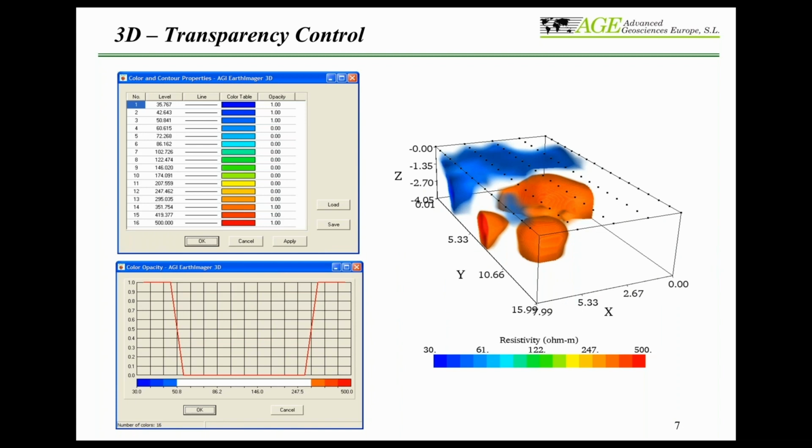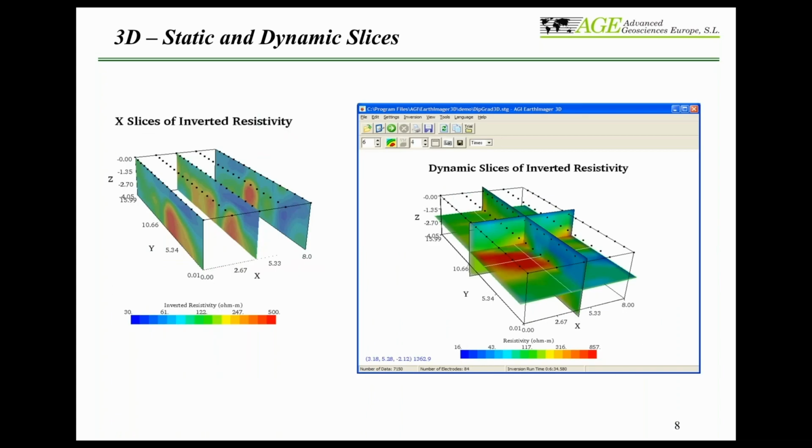It's again the slices. There are two types of slices in EarthImager 3D: static slices, like here, and dynamic slices. You can get X direction slices, Y direction slices, and depth slices. You can choose any of these intervals, and you can also get cross diagonal slices. In the dynamic slices, you just get 4, and then you just go to it. I will show you this shortly in EarthImager 3D. You just move these slices, and you can also flip right and left.